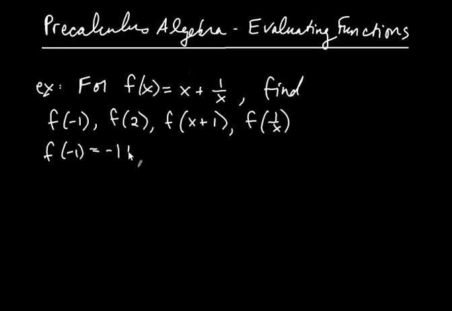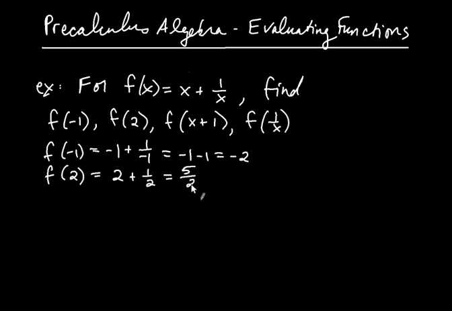So negative 1 plus 1 divided by negative 1 is negative 1 minus 1, which is negative 2. And likewise for 2. So f of 2 is going to be 2 plus 1 half. And then adding these two fractions together, we're going to get 5 halves.